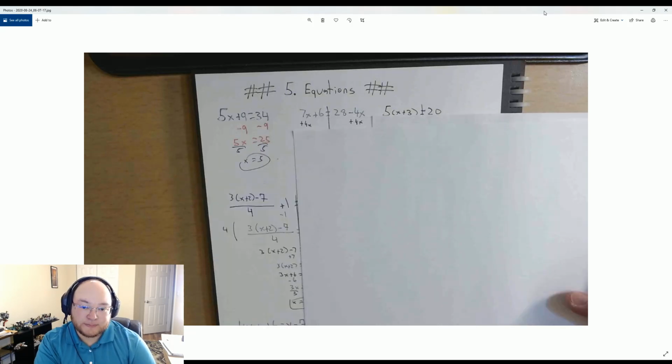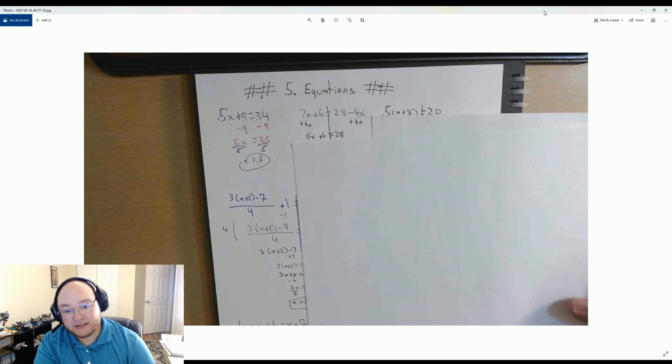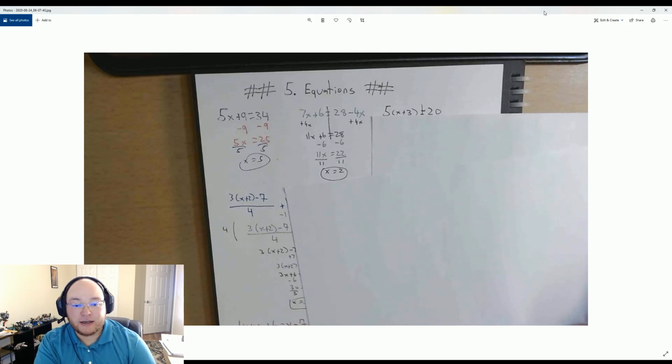On the next one, if there's x's on both sides, you need to get them on the same side. I always say move the smaller one because it's easier to move something smaller than larger. Negatives are always smaller than positives, so I'm moving the negative 4x by adding it to both sides. That becomes 11x plus 6 equals 28, which we just basically solved a second ago. Subtract 6 from both sides, divide both sides by 11, you get x equals 2.